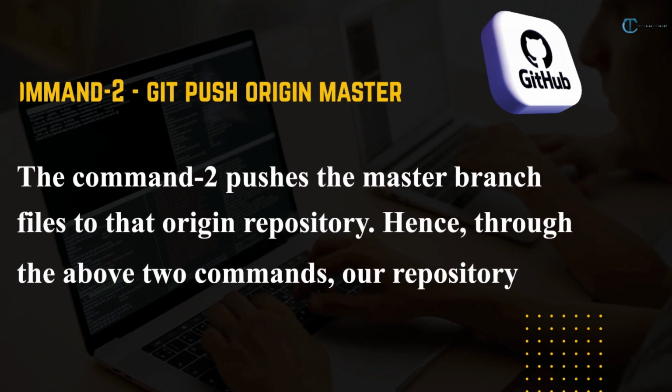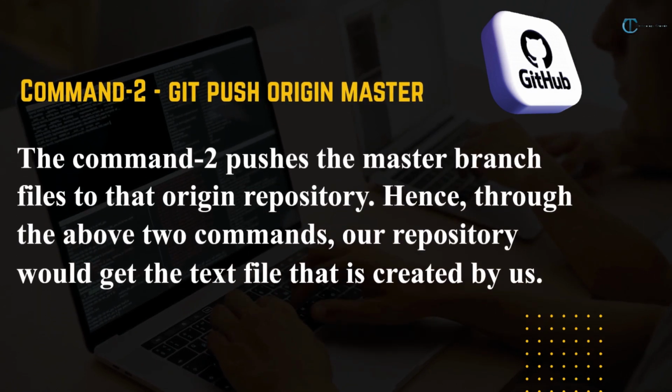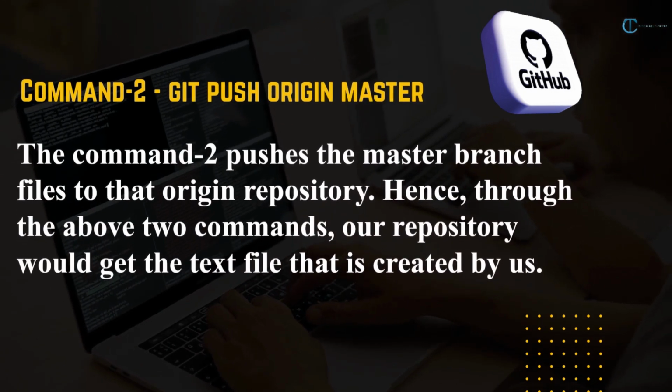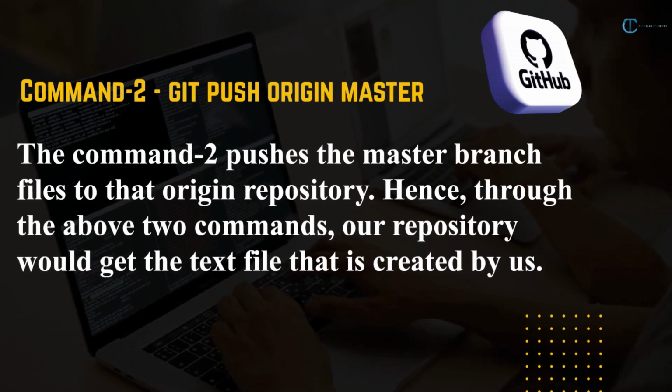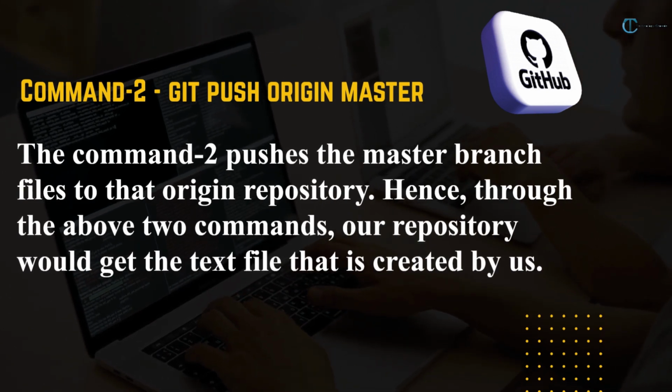Command 2: git push origin master. This command pushes the master branch files to the origin repository. Hence, through the above 2 commands, our repository would get the text file that we created.